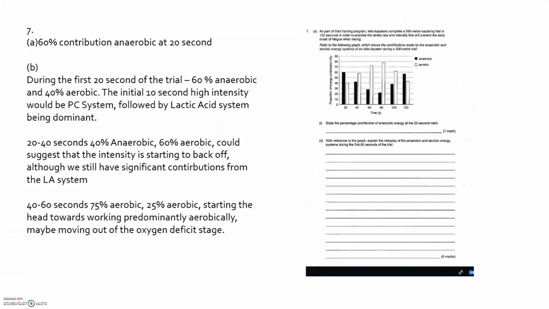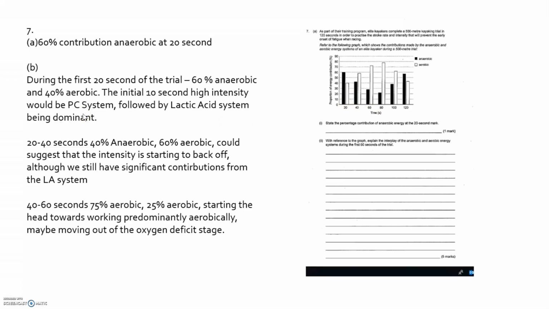All right, what's the percentage energy contribution at the 20-second mark? That's easy, we just read off there. So 60% anaerobic and 40% aerobic, but it's asking for the anaerobic there. With reference to the graph, explain the interplay of energy systems. So again, another interplay question is good to practice. So I've just looked at the 3 specific breakdowns.